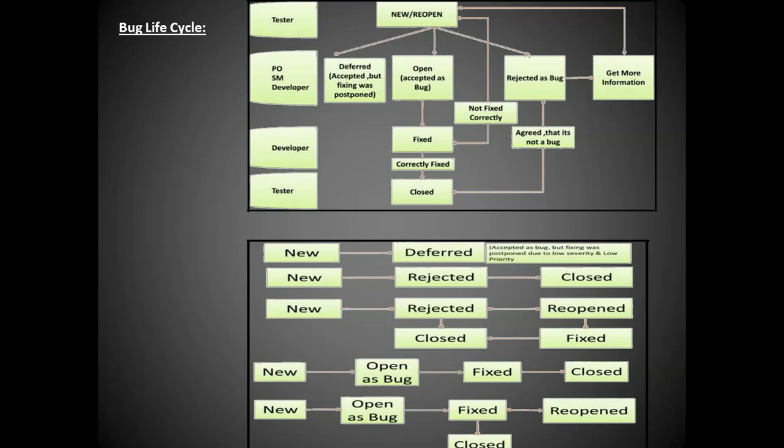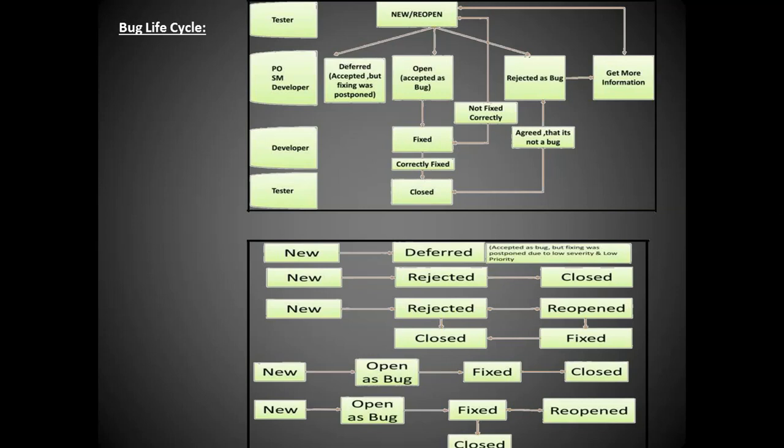Here is the bug life cycle. The roles are testers, PO, Scrum Master, developers, and the tester. Here, who is going to be opening the bug? The tester opens it, and he is responsible for closing that bug. The developer is going to accept it as a bug, and his responsibility is to fix that bug.